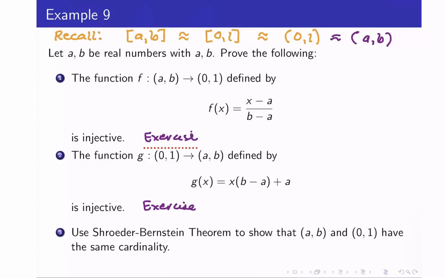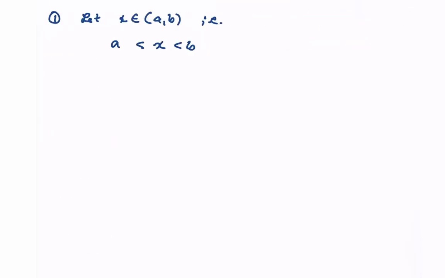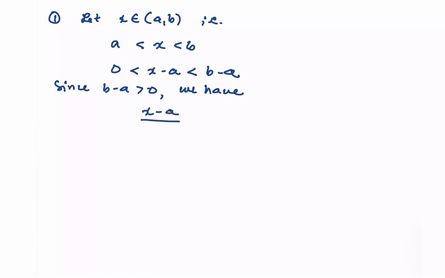So let x be an element of (a, b). So that means x is between a and b. We want to show that its image, f(x), lies in (0, 1). What is its image? (x minus a) over (b minus a). By the way, this one should be a is less than b. Now, from here, x minus a is between 0 and b minus a, right? We subtract a from both sides. And since b minus a is positive, the inequality will not change if we divide everything by b minus a. So we have (x minus a) over (b minus a) is between 0 and 1. So therefore, our f(x) really lies in the interval (0, 1).